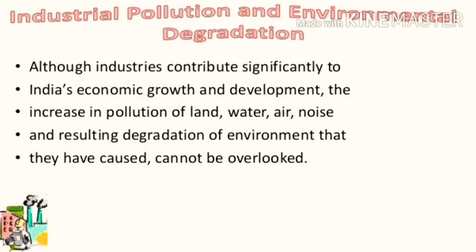Next topic we are going to study is industrial pollution and environmental degradation. Industries contribute a lot in development, but at the same time it has caused many pollution and environmental degradation problems. Industries are responsible for four main types of pollutions. They are air pollution, water pollution, noise pollution and land pollution. And now we are going to study in detail about each one of these pollutions created by industries in our environment.